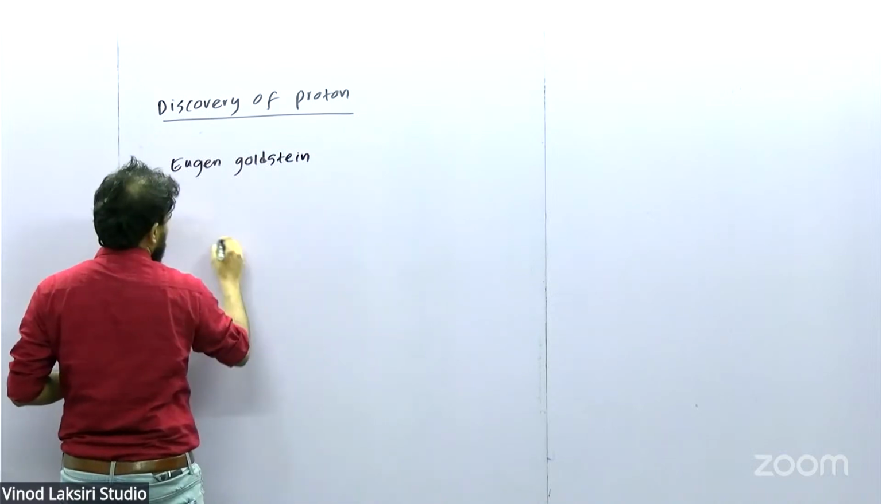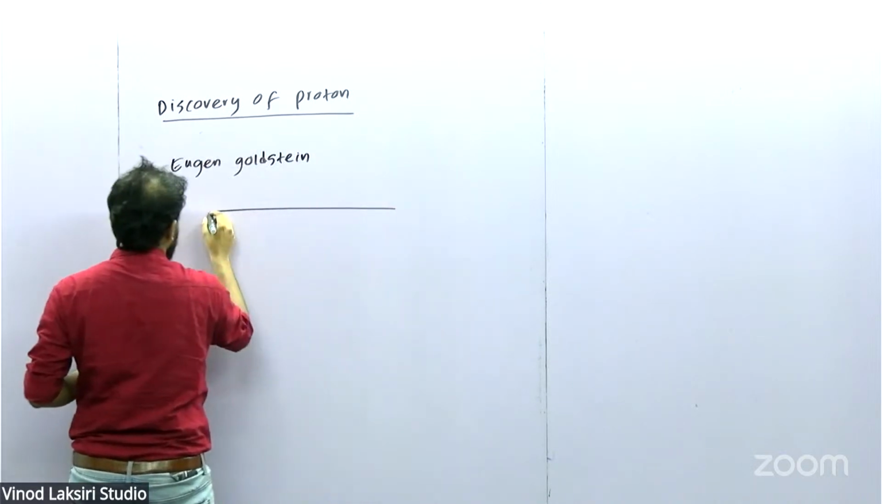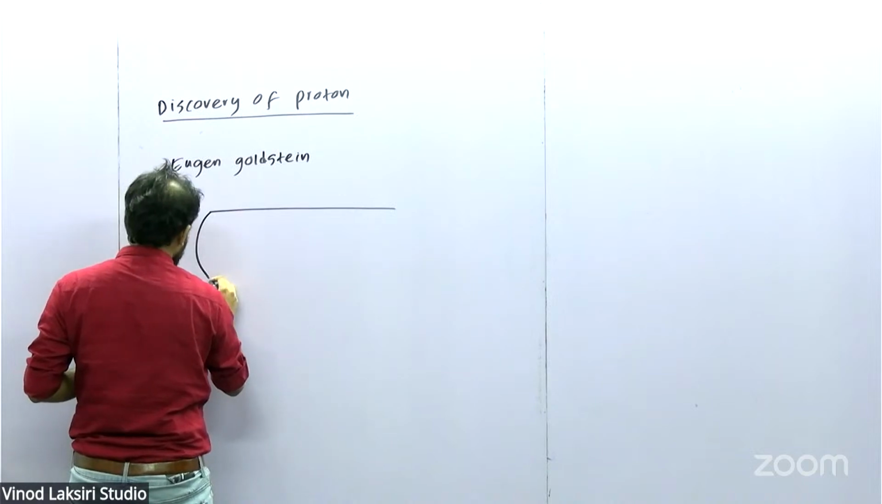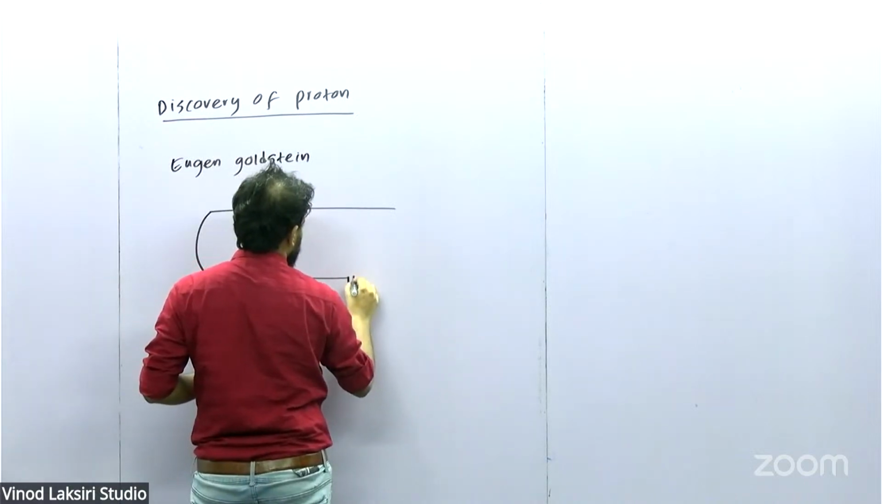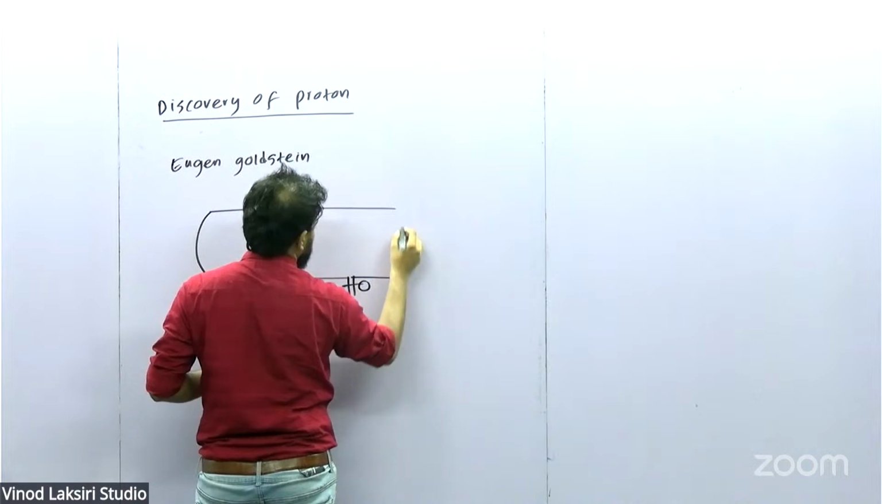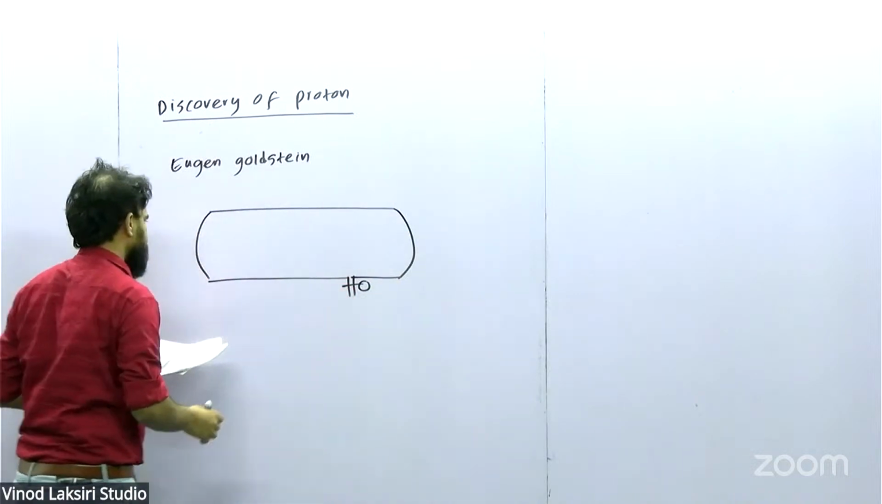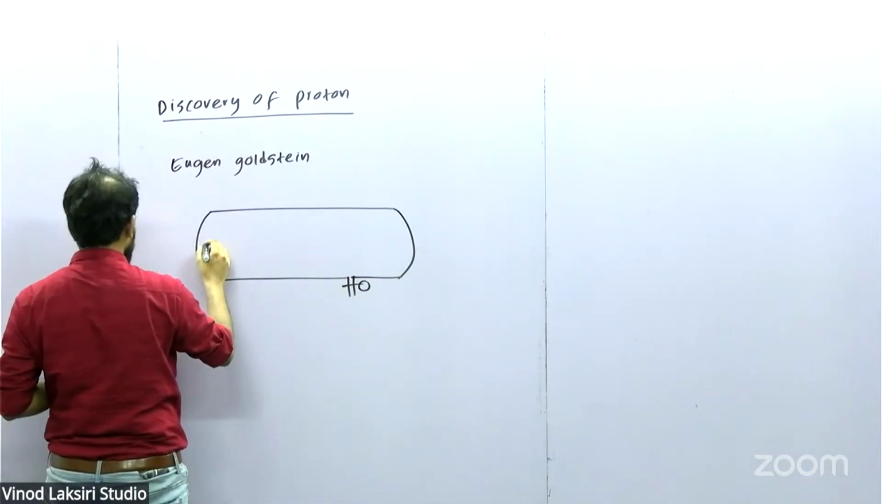So this Eugen Goldstein is a scientist who experimentally proved the occurrence of positive charge in matter. This is the experiment. This is a cathode ray tube.